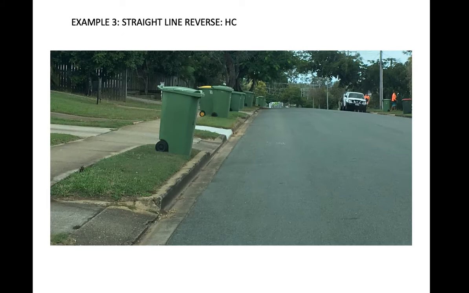Okay, next one, example number 3, is straight line reverse. There's a few issues here. There's driveways, there's wheelie bins, there's a truck parked down here. There's a bit of a downward slope that goes on there, so we can't really see what's coming from up the road. And over here we've got a car and we've got some workers on the other side of the road.